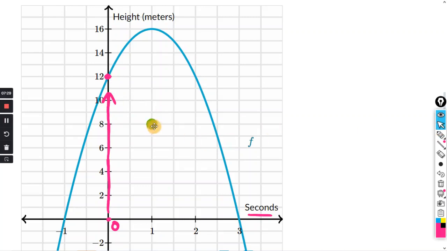All right, so click on the green dot, left click, hold it down, and drag it right to the graph. Make sure it lands on the parabola. That's the idea.